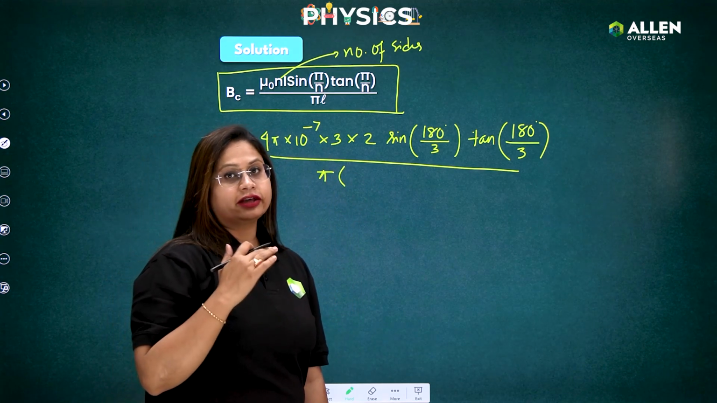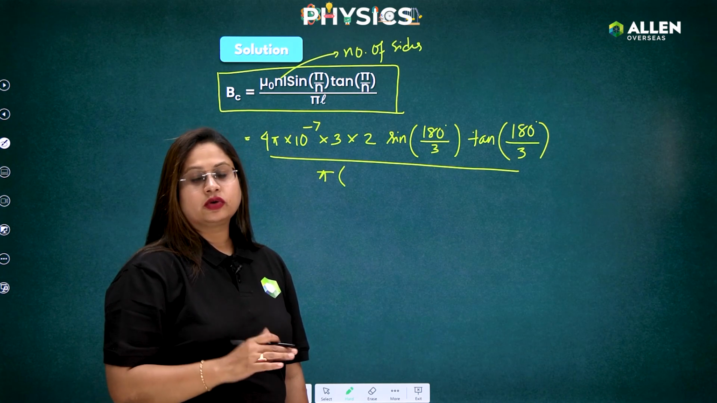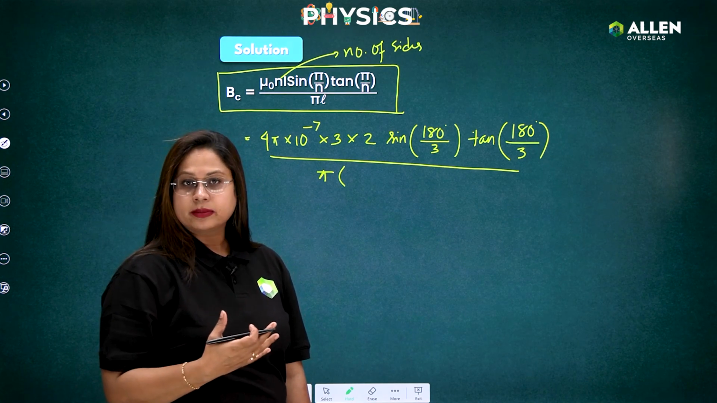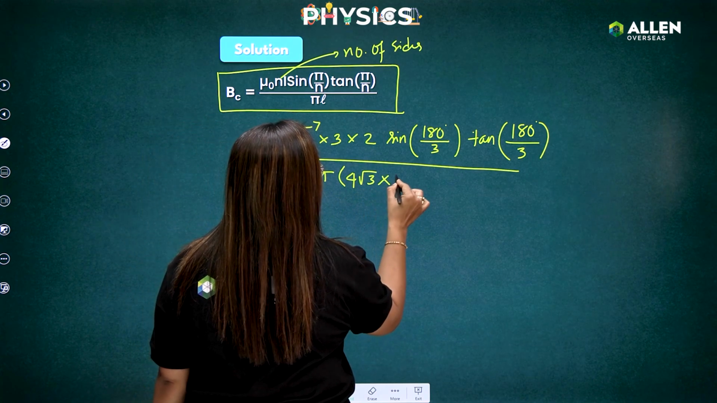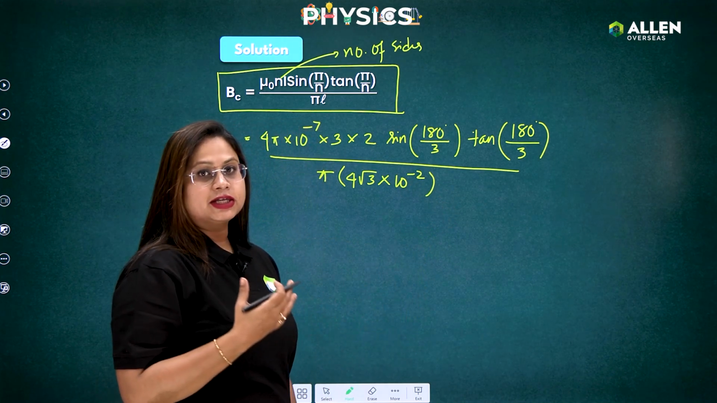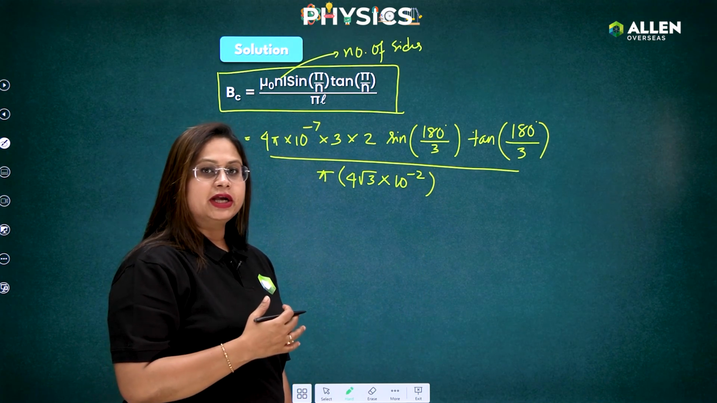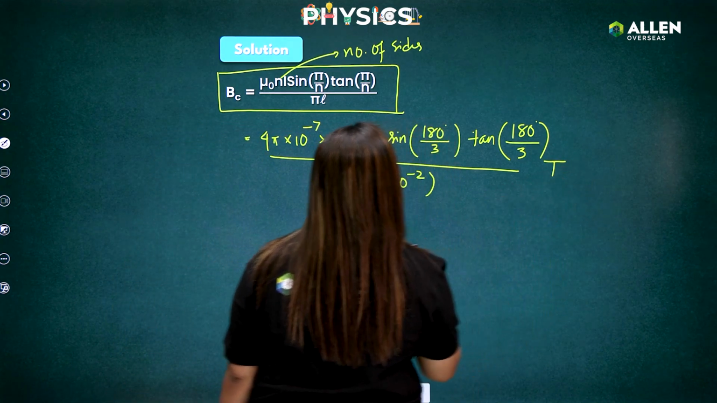As we know, the length of each side has been given here as 4 root 3 centimeter. Do not forget to convert it from centimeter into meter. So this is 4 root 3 times 10 to the power minus 2 meter. As we know that all other values have been given in SI units, we will be getting the answer in Tesla. The unit is going to be Tesla.